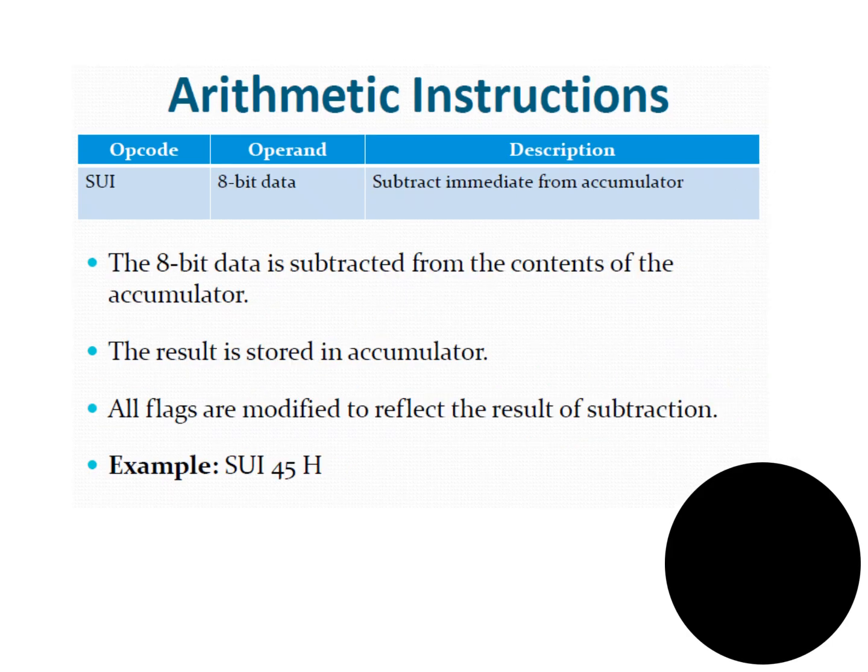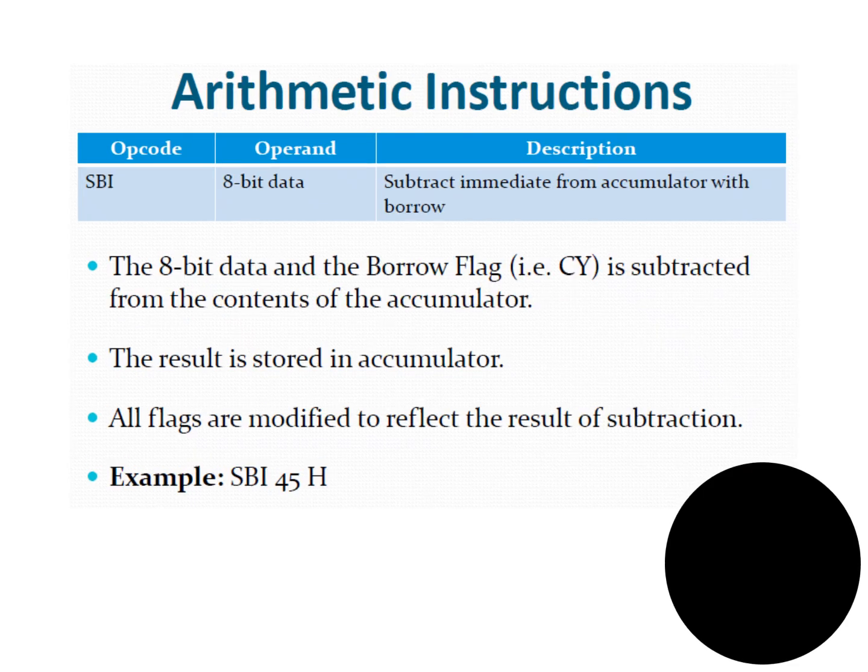Okay, SUI is nothing but the immediate. I represents the immediate. So whatever immediate data is to be subtracted from the content of the accumulator will be mentioned in the instruction. So after subtracting, the final value will be stored in the accumulator. And similarly SBI represents the borrow value. So the borrow value will be subtracted along with the immediate value and the accumulator value. Final value will be stored in the accumulator.